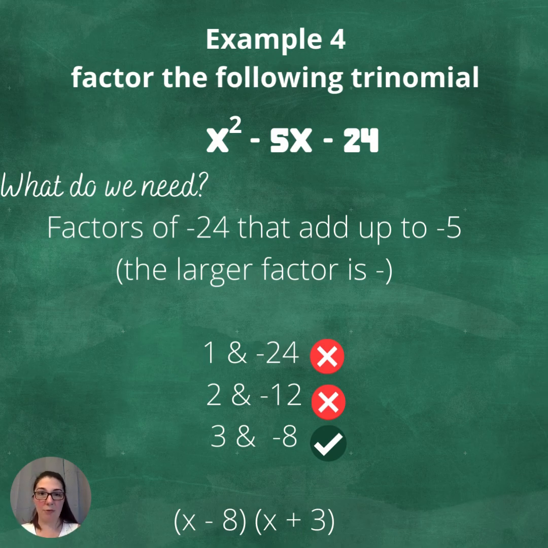So that doesn't work out for us. Moving on, we would have 2 and negative 12. When you multiply those together, that gives you negative 24. But when you combine them, it gives you negative 10. So that's not negative 5.